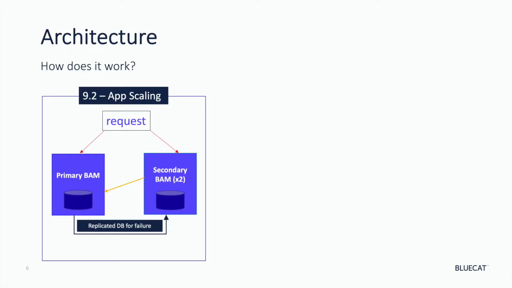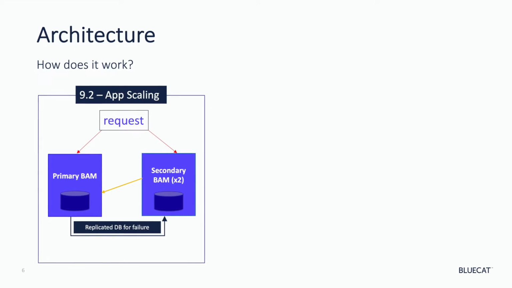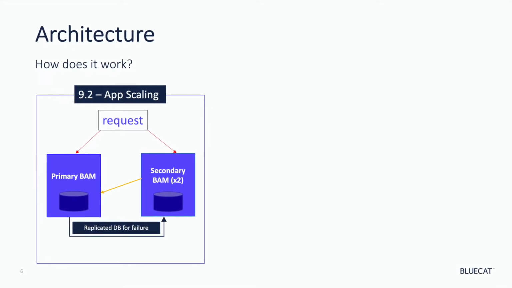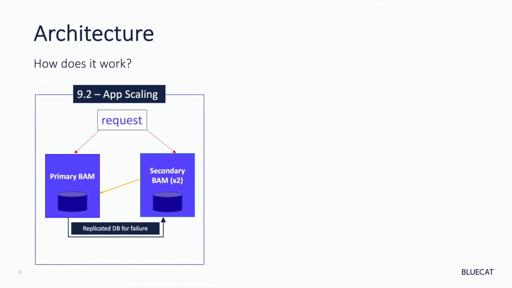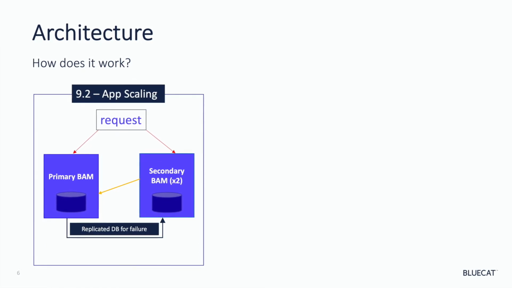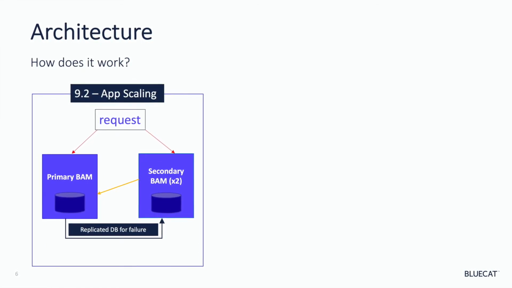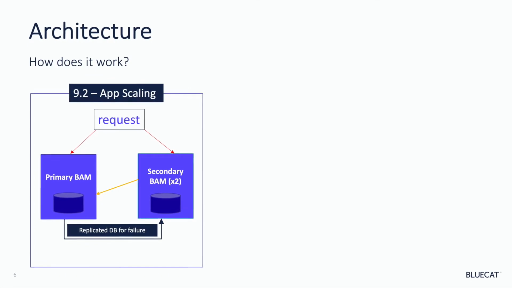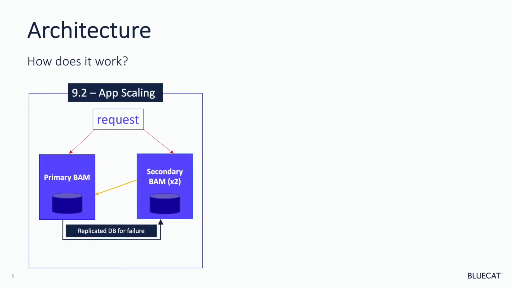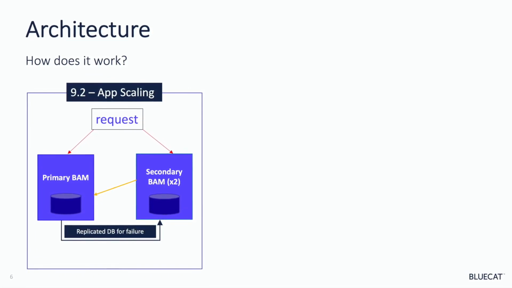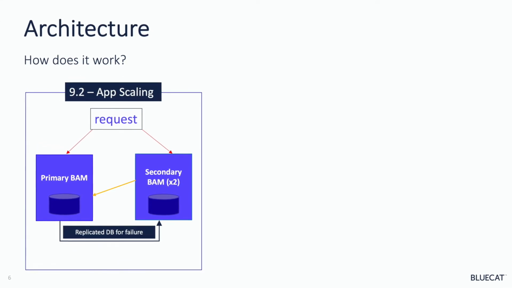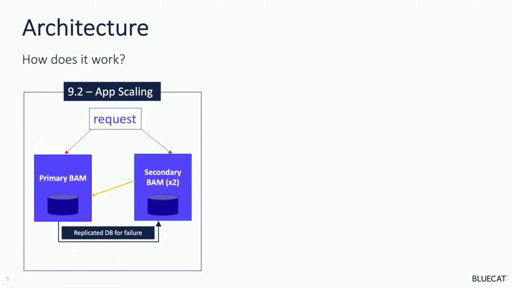Now, let's look at how it works. In this configuration, both primary and secondary servers can be used simultaneously for API and GUI access. But all database transactions get processed by the primary address manager. This approach creates some bottleneck because the database transactions get executed in the primary.